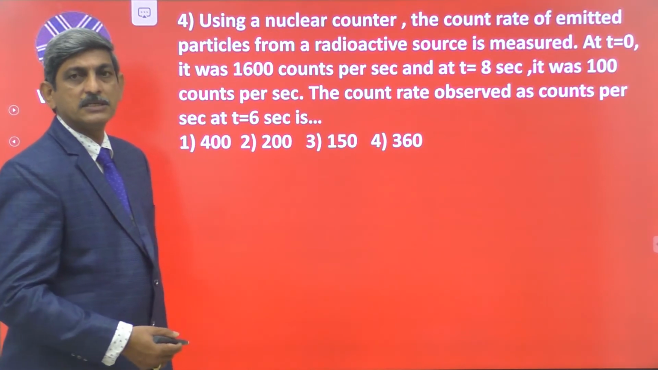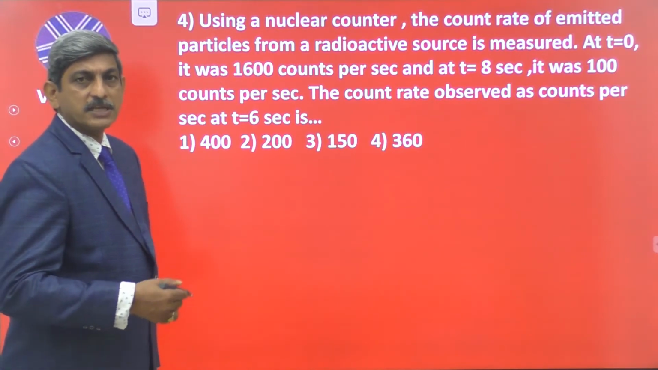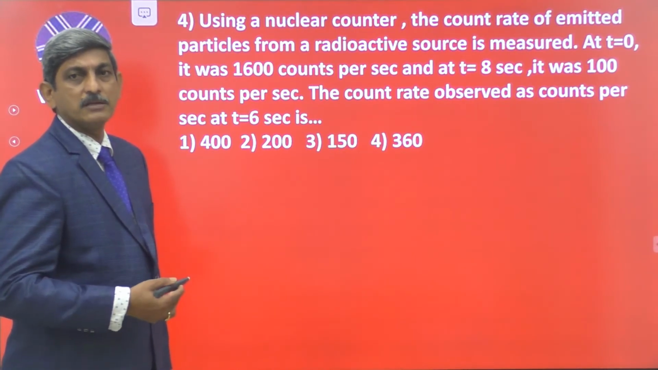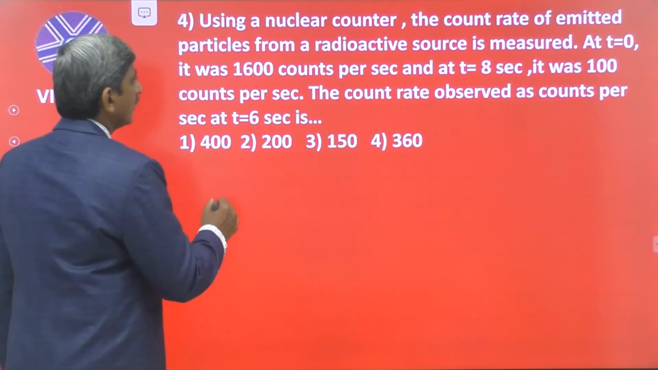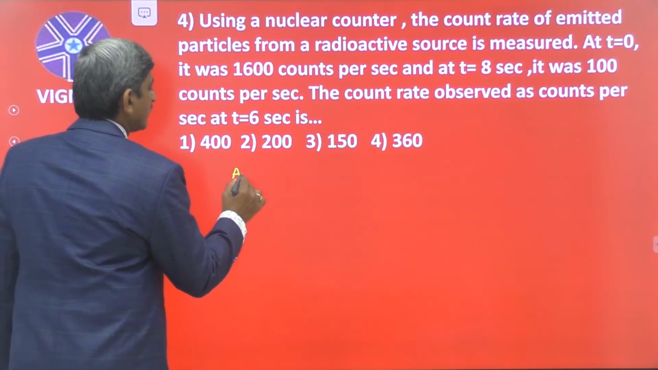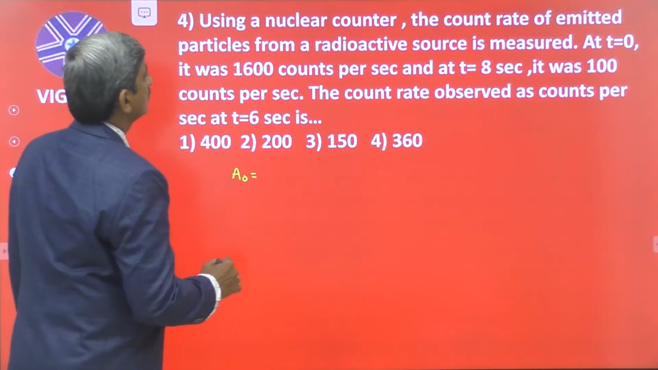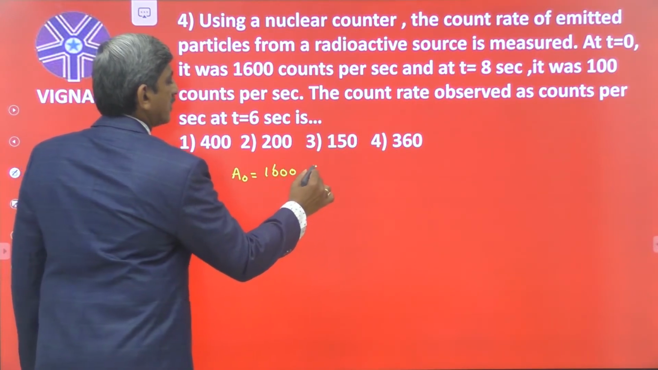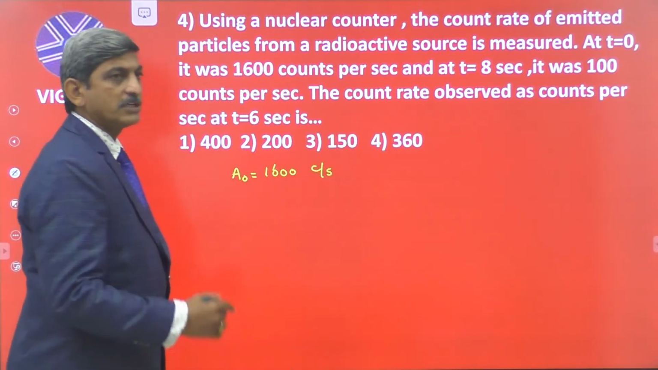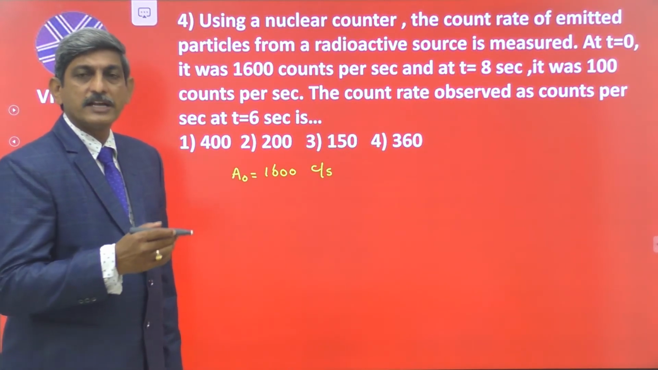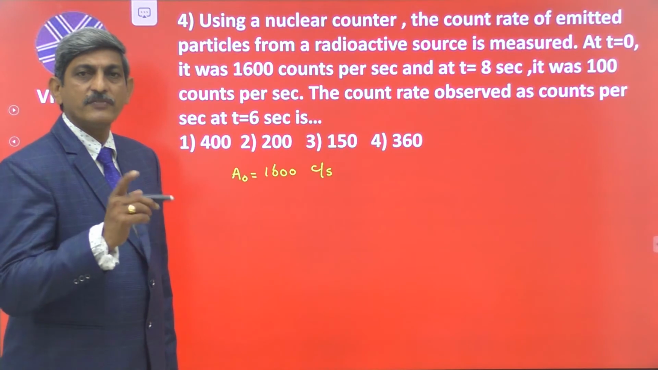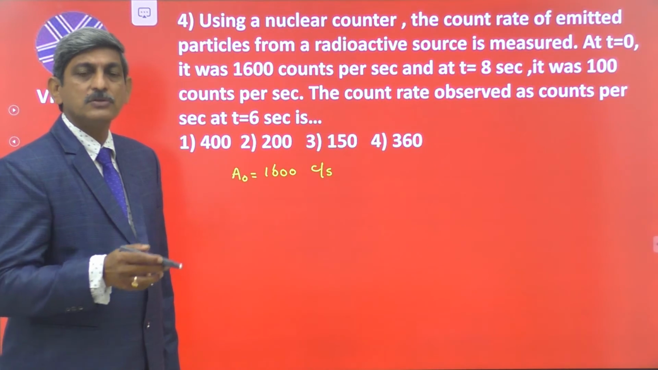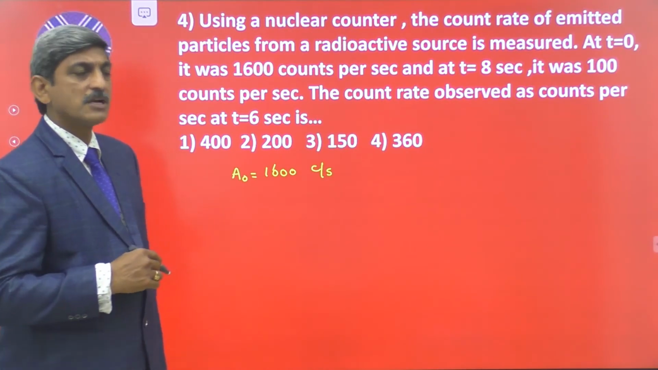Here, count rate means the number of disintegrations occurring per second, which is nothing but the rate of decay of the sample, or the activity of the sample. So the initial activity of the sample is given as A naught is equal to 1600 counts per second. We know that after every half-life, the number of nuclei decreases to half of the original value, so the activity of the substance, or the count rate, also decreases to half of the original value.